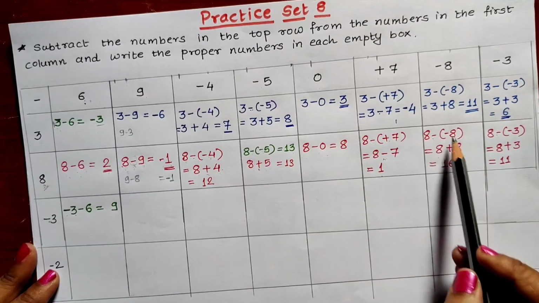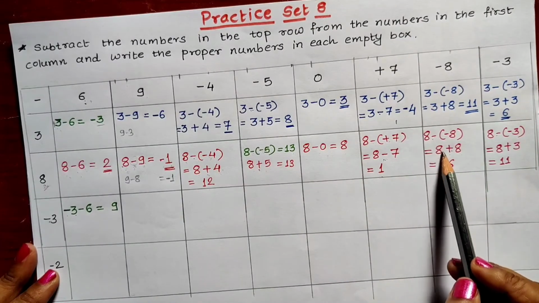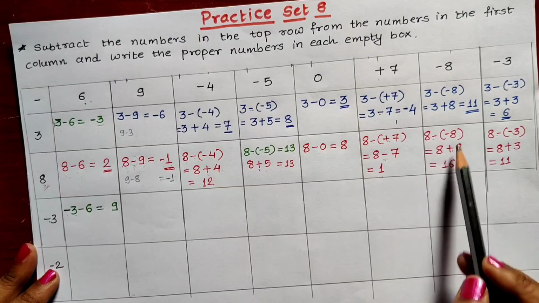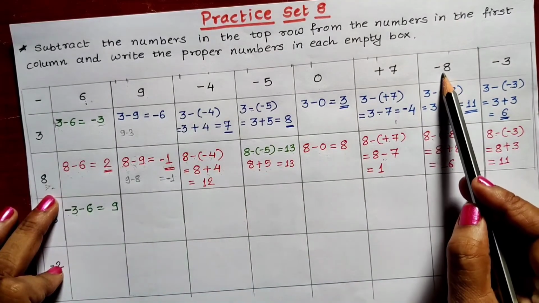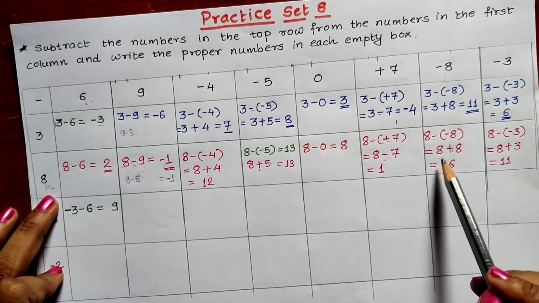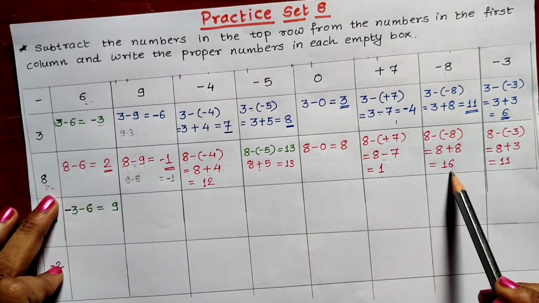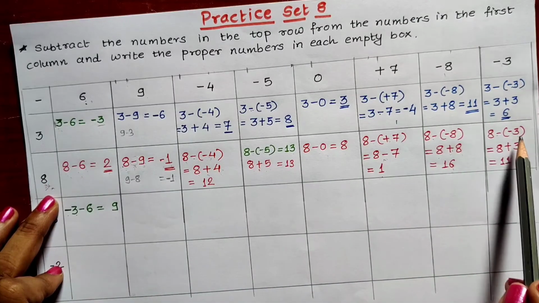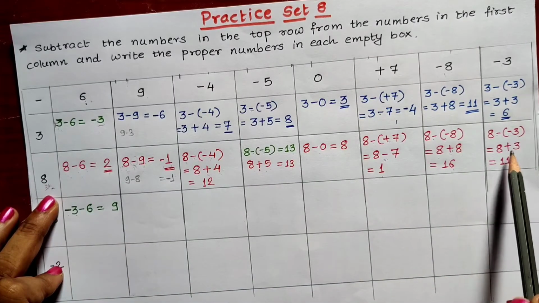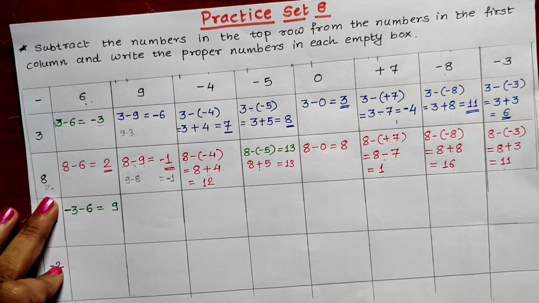Correct. Now minus minus plus. 8 as it is, 8 as it is, minus minus plus, it is 16. We have done 8 minus minus 8. 8 minus minus 8. That means 8 plus 8. Answer is 16. Then 8 minus minus 3. That means minus minus becomes plus. 8 plus 3. Answer is 11.